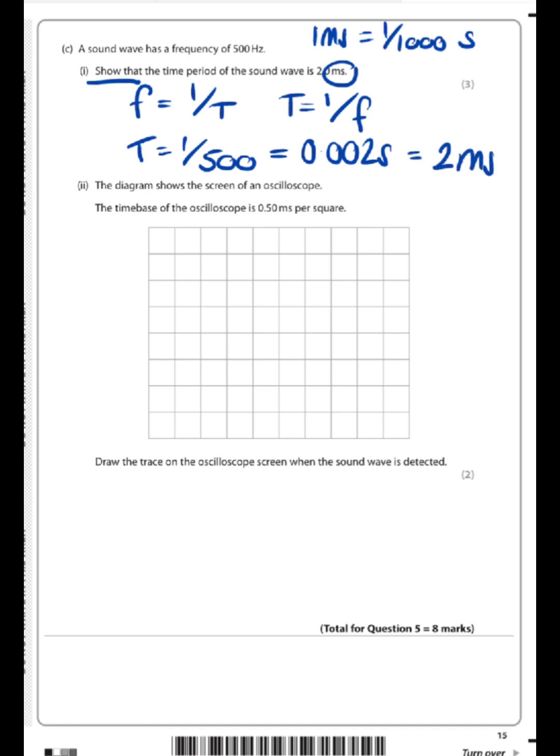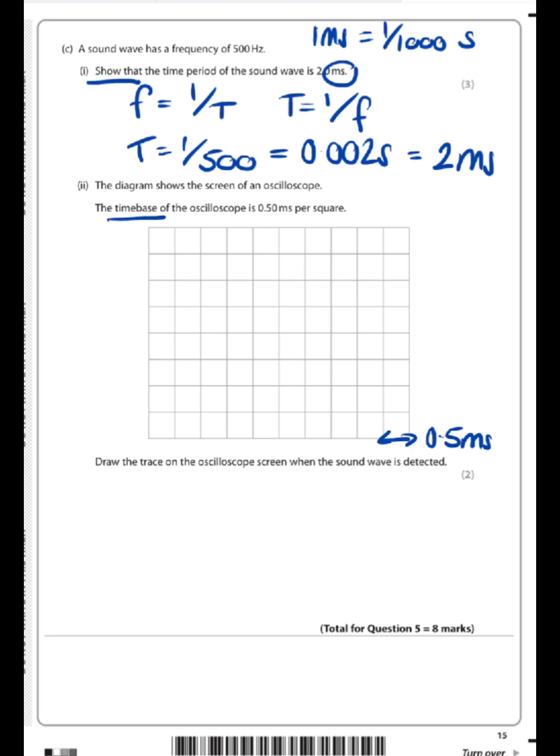We're shown a screen of an oscilloscope and told that the time base setting is 0.5 milliseconds per square. So the time base is the horizontal setting on our oscilloscope. So what that means is 1 horizontal square there is going to be equal to 0.5 milliseconds. We're asked to draw the trace for this sound wave that is detected. So we can see from part 1 that the time period is 2 milliseconds. Now the time period is the time for 1 complete wave.